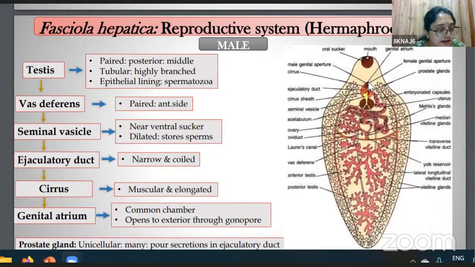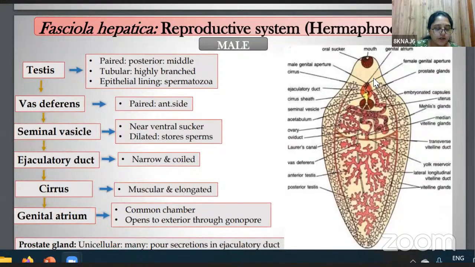And then during the breeding season, what happens is the short slender tube, which is known as Laurer's canal, arises from the terminal oviduct, runs upwards to open out on the dorsal surface of the body, and this serves as the vagina during the copulation time.